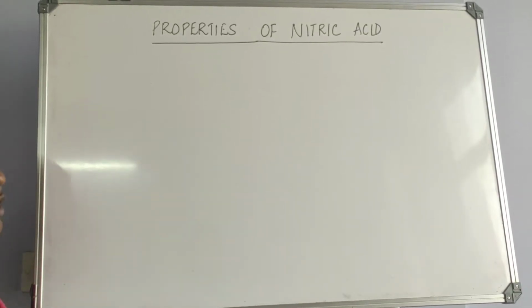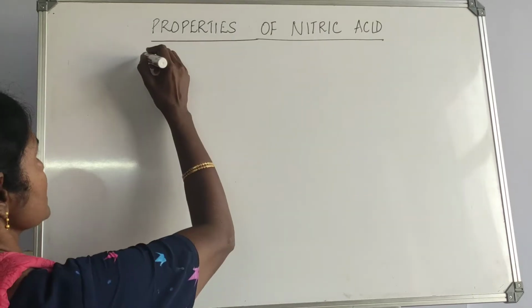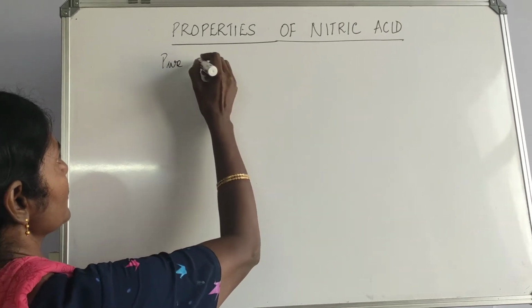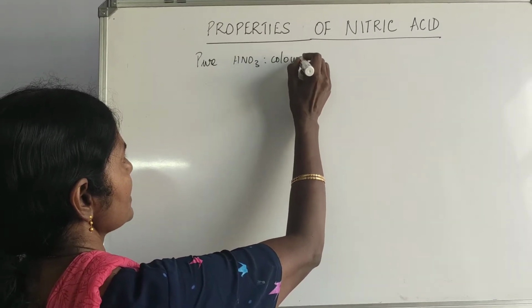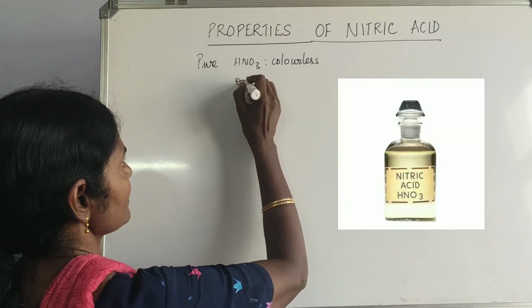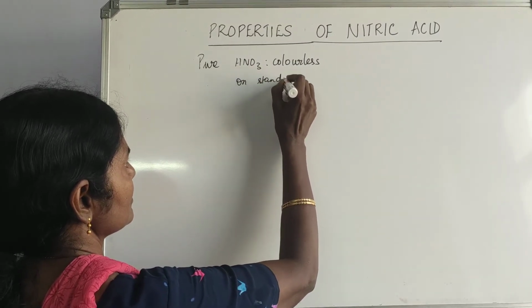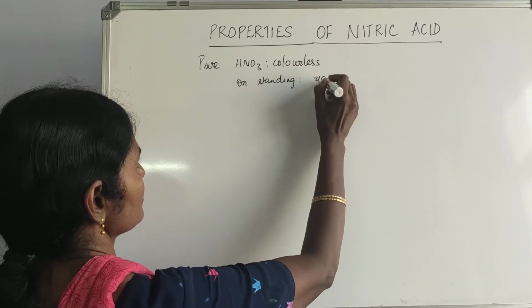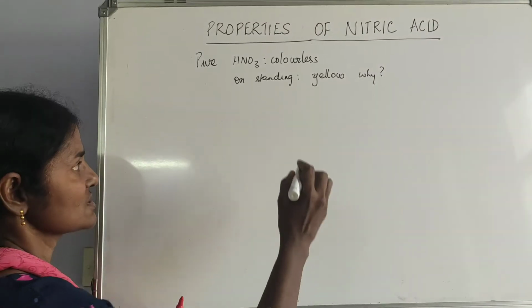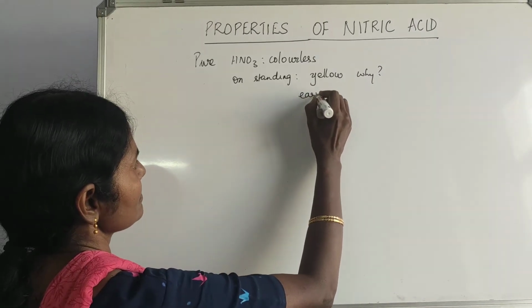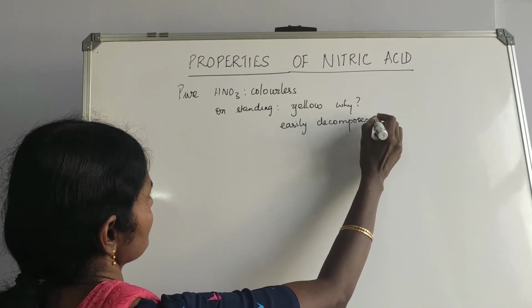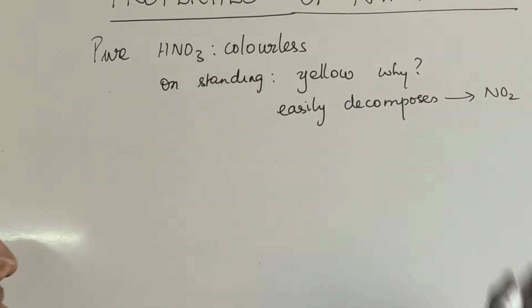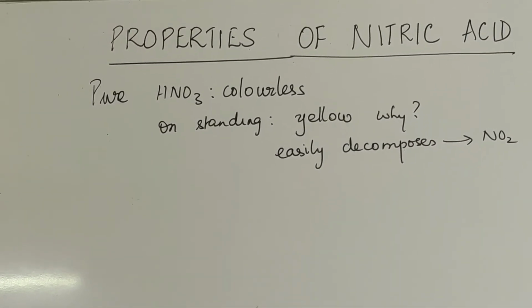Next we move on to the properties of nitric acid. As we earlier saw, pure nitric acid is colorless but gets a yellowish tinge on standing, becomes yellow. And why does it become yellow? Because it easily decomposes to give nitrogen dioxide. That is the reason for the yellow coloration.